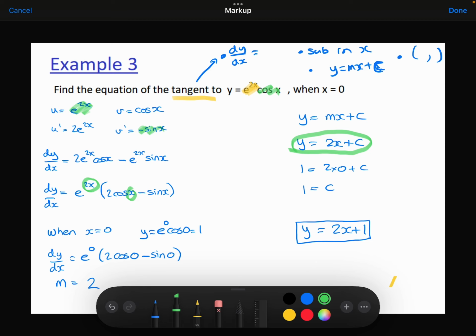I then wanted to substitute the coordinate in. I know the x coordinate is 0. In order to work out the y coordinate, I've just substituted 0 in here and here. That's what I did here. And e to the power 0 is 1, cos 0 is 1. So 1 times 1 is 1, so my y coordinate is 1. Which was telling me my y-intercept is 1. So therefore, the equation of the tangent is y equals 2x plus 1.